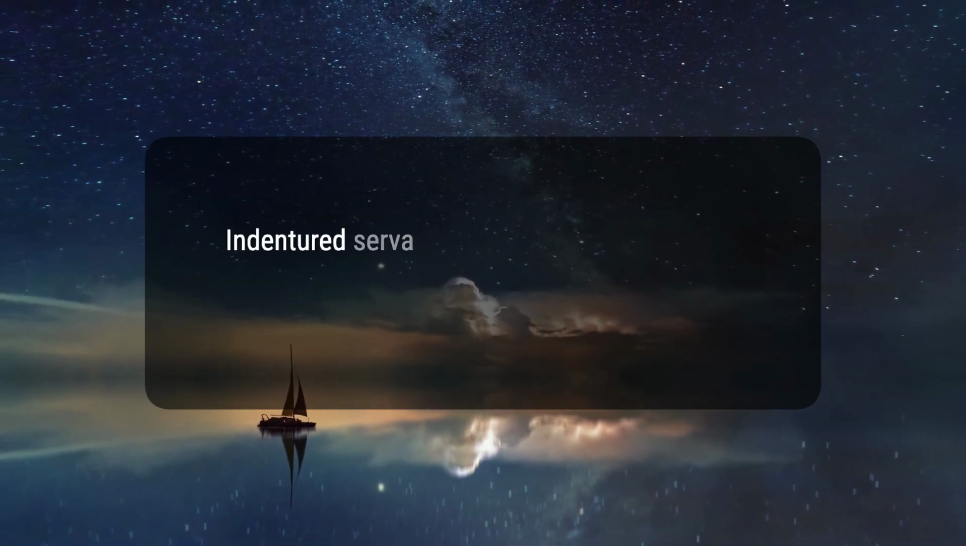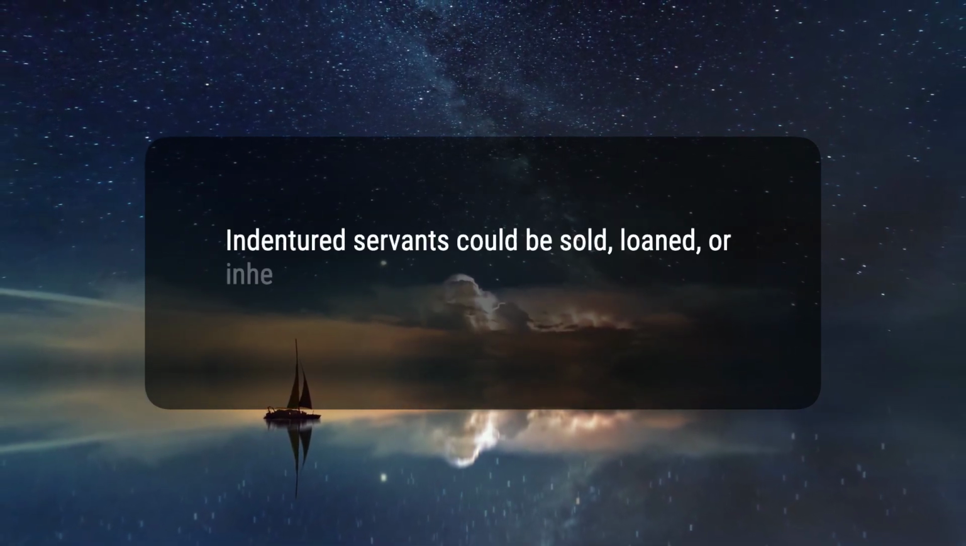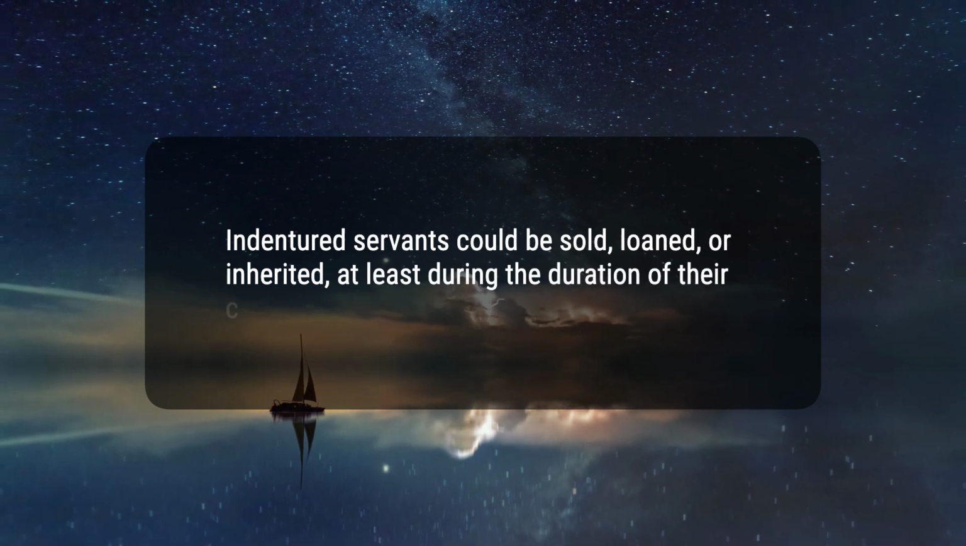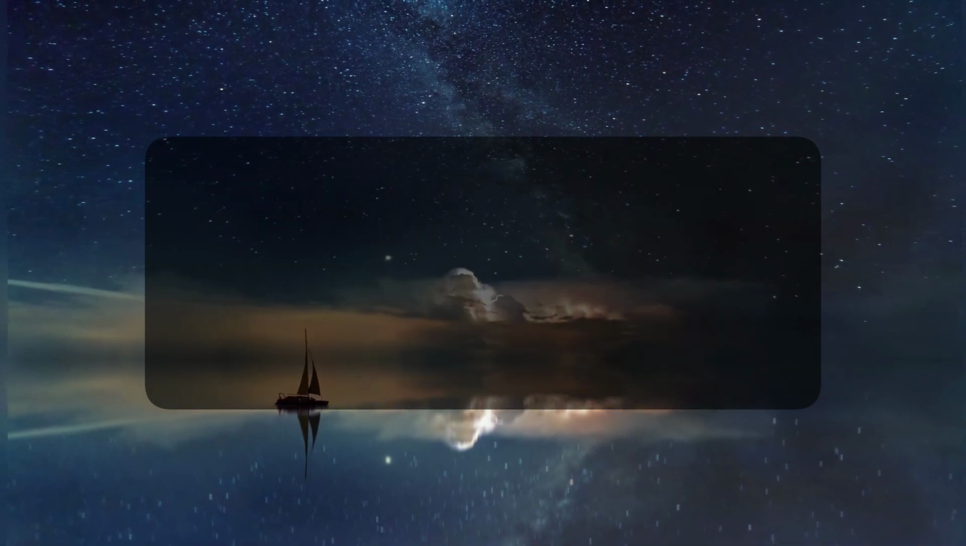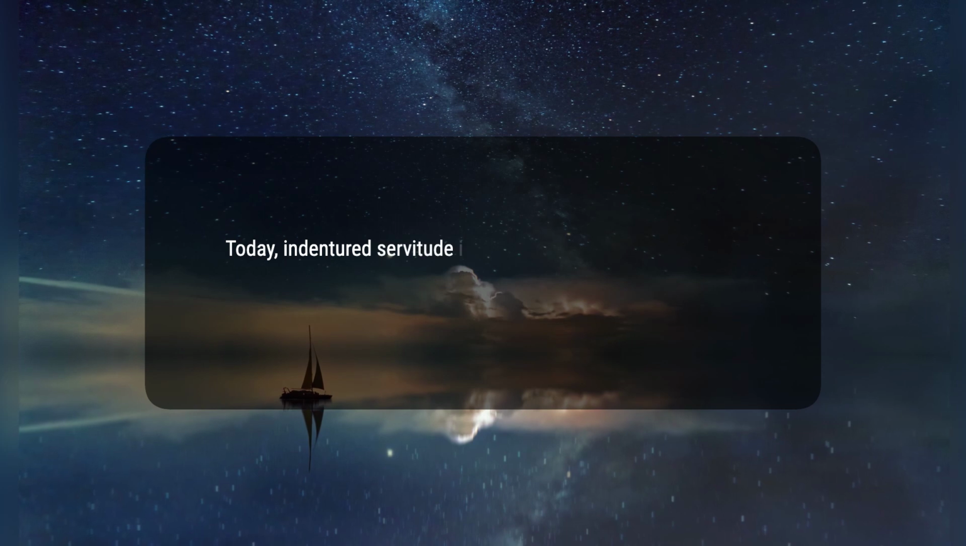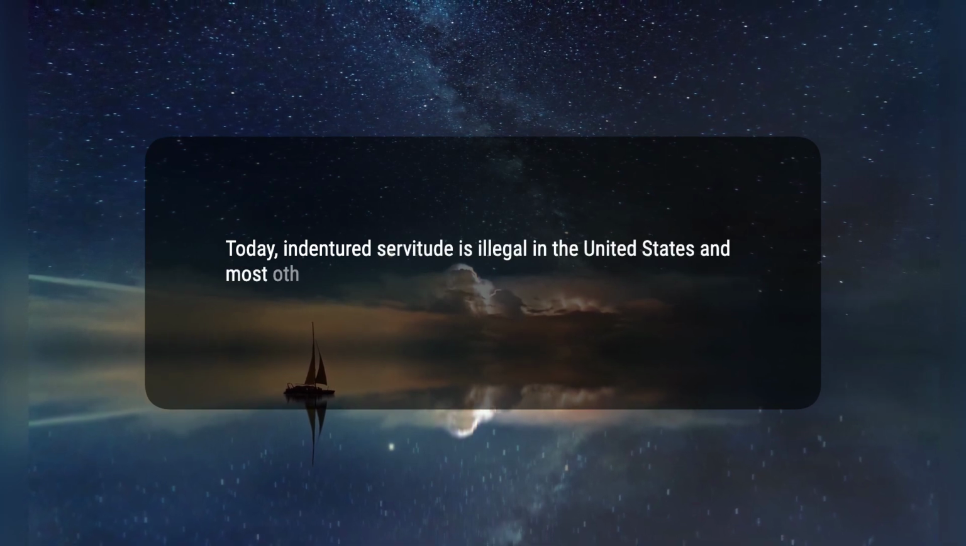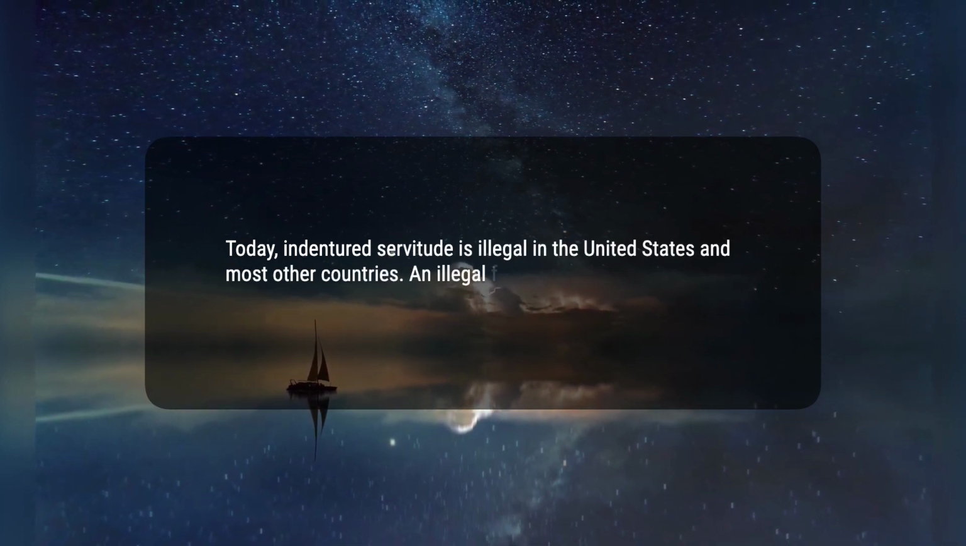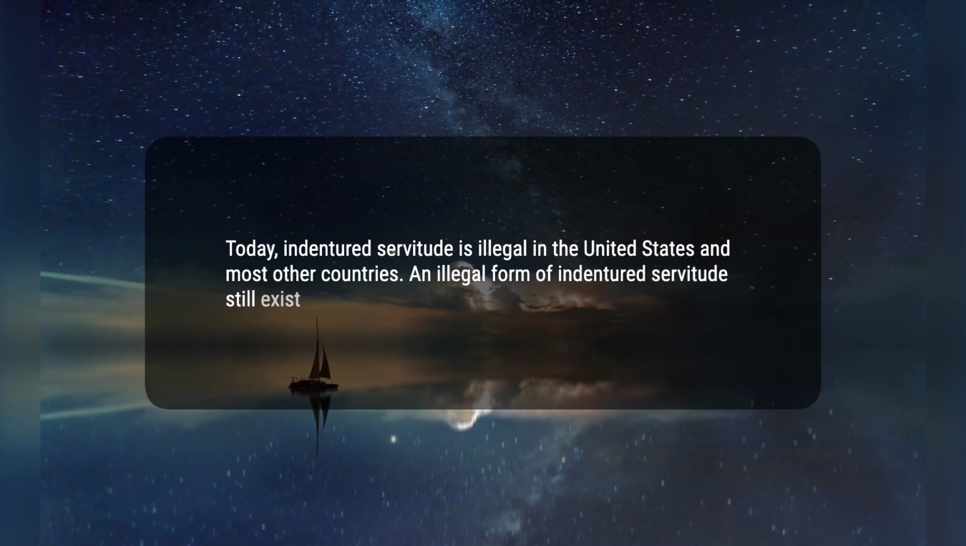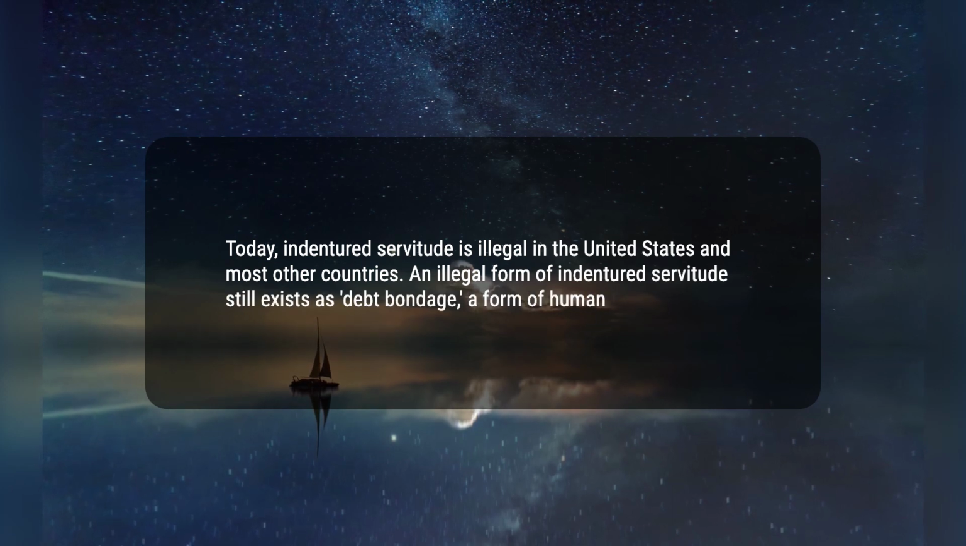3. Indentured servants could be sold, loaned, or inherited, at least during the duration of their contract terms. 4. Today, indentured servitude is illegal in the United States and most other countries. An illegal form of indentured servitude still exists as debt bondage, a form of human trafficking.